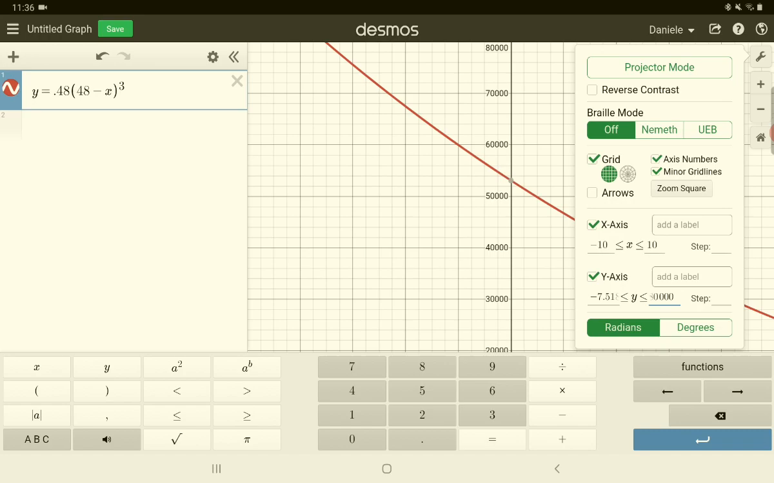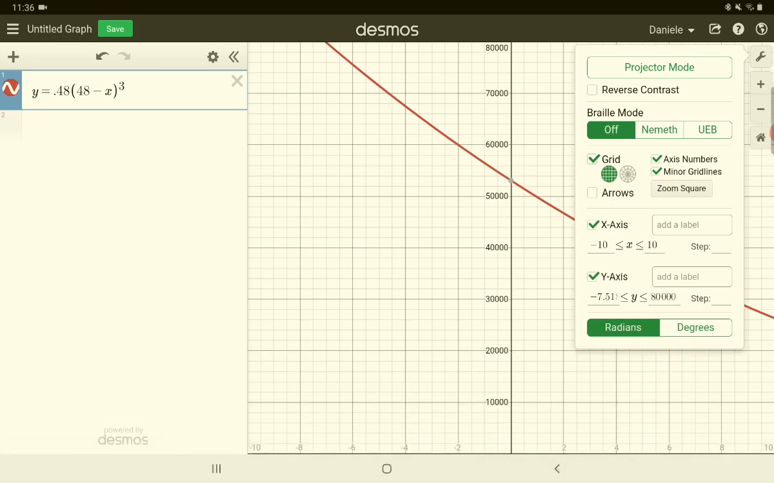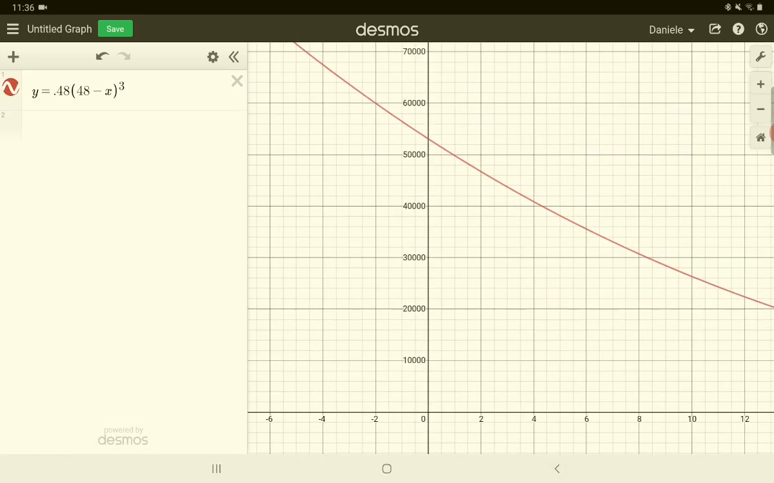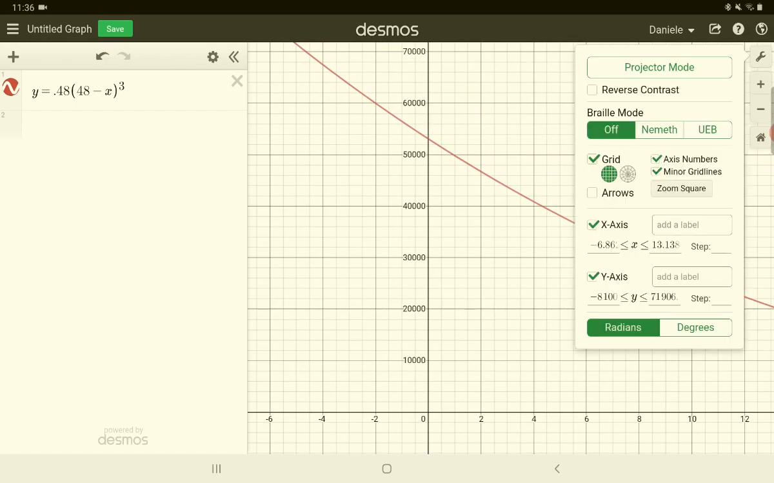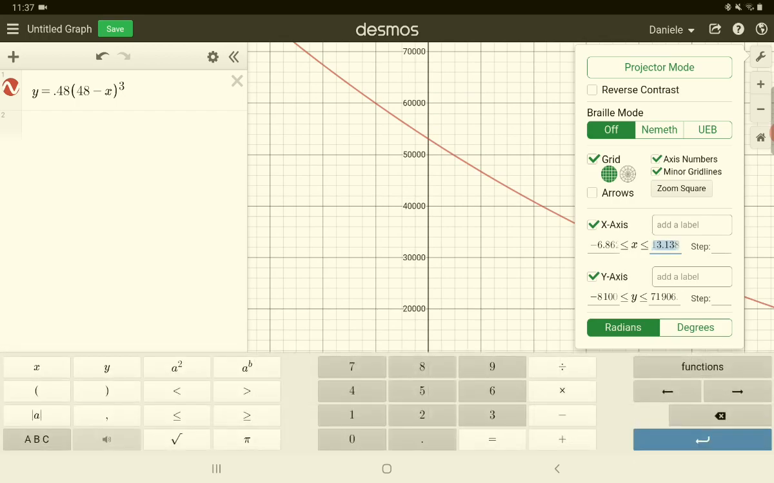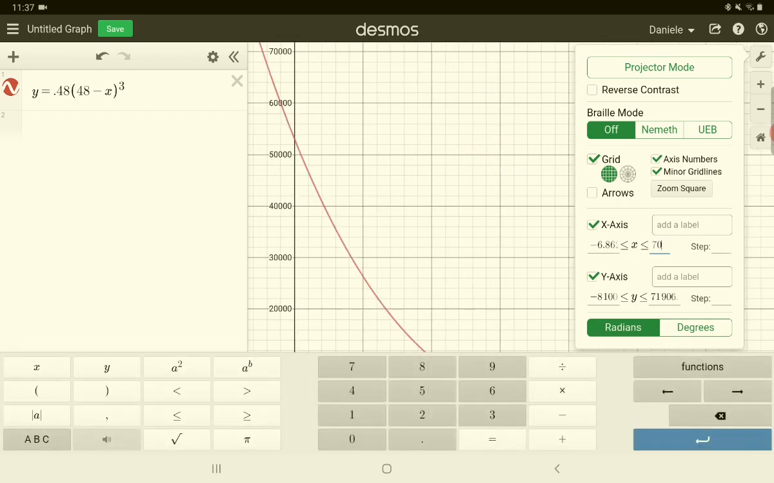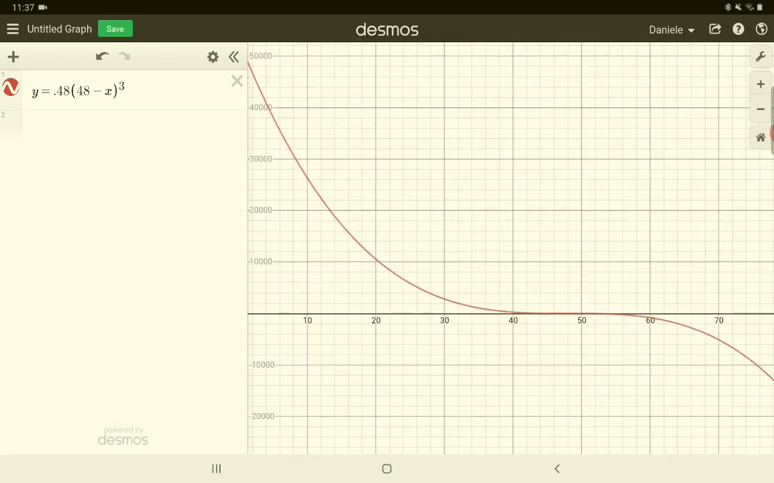But what about our x-axis? Well, we just found out that it'll take exactly 48 hours for the water to run out. So our x-axis at least has to go up to 48. Let's go to 50, or even more than that. We can even go 60, 70, so we can see beyond it. Let's go to 70. And there you have it.